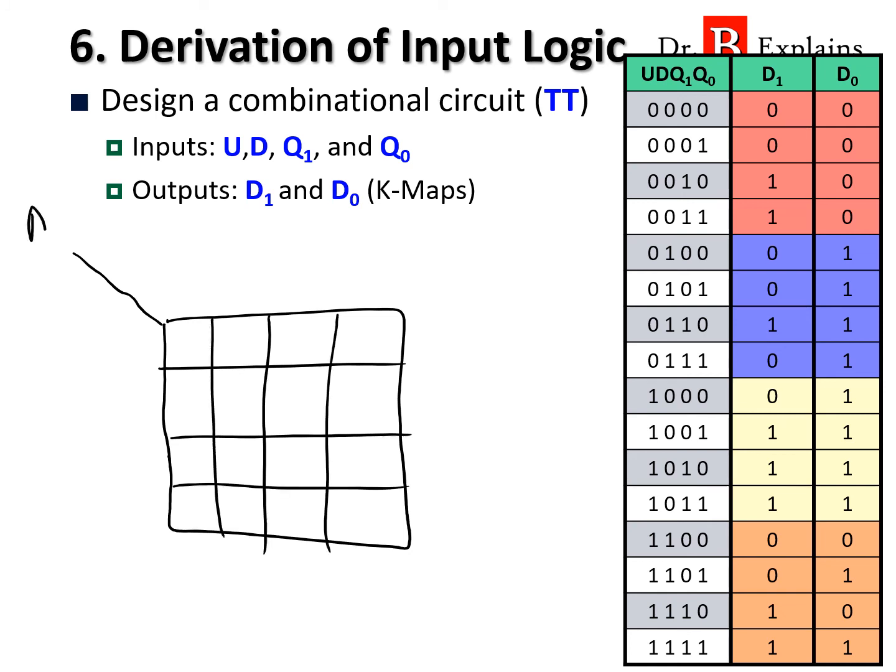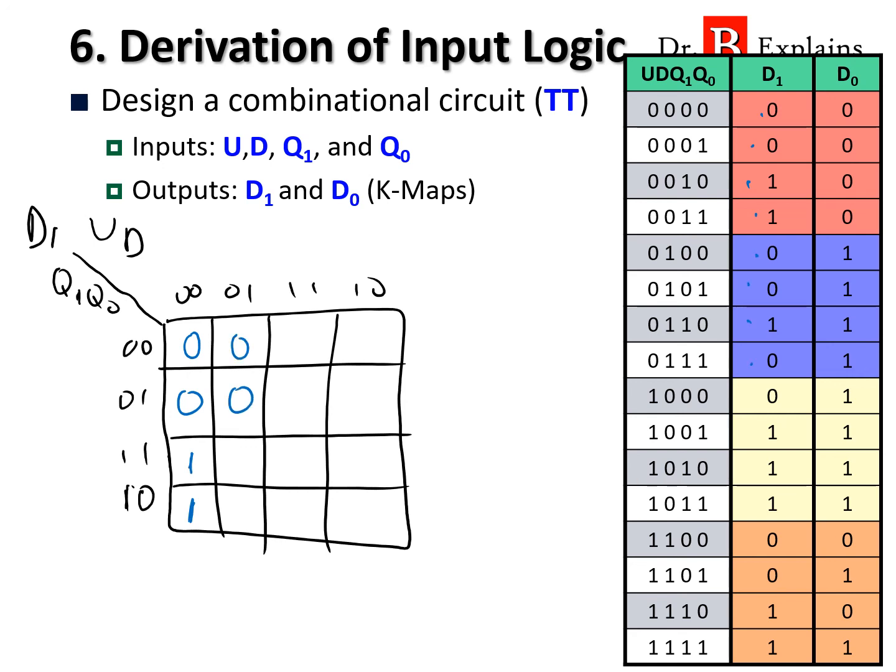So we're going to do D1, and that's U D Q1 Q0. So this is going to be, I have a 0 0 1 1, 0 0 1 0, 0 1 1 1, 0 1 1 1, 0 0 1 1, 0 0 1 1.